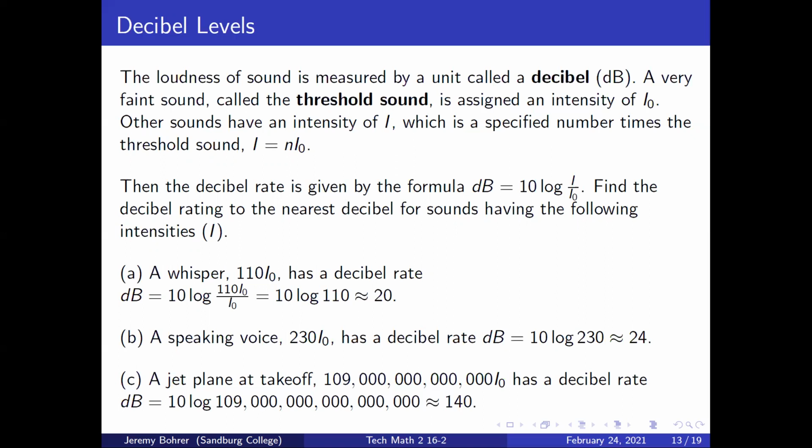A whisper, 110 I0, has a decibel rating dB equals 10 log 110 I0 over I0, which is 10 log 110, which is 20. About 20, it's not exact. A speaking voice, 230 I0, has a decibel rating dB equals 10 log 230, which is about 24. A jet plane at takeoff, 109 trillion I0, has a decibel rating 10 log 109 trillion, which is 140.